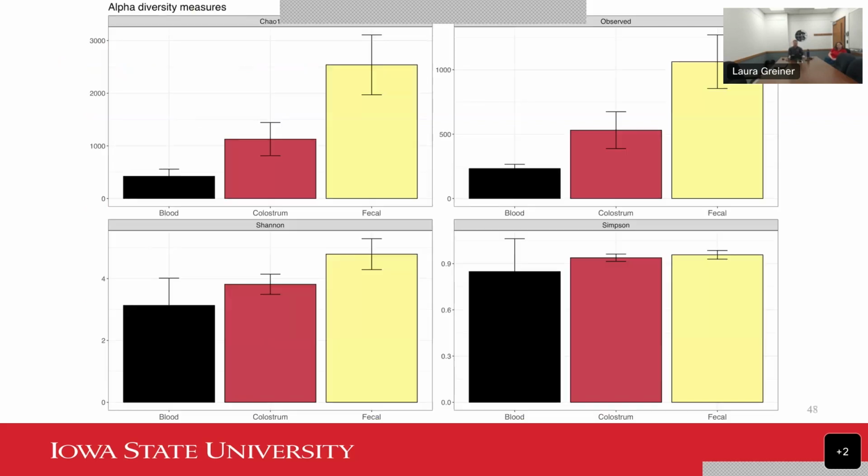So typically we'll visualize alpha diversity with just bar charts to look at differences. Here we have some of the different metrics across different sample locations. And we can also, again, run some statistical analysis to determine differences in whatever group we're interested in.